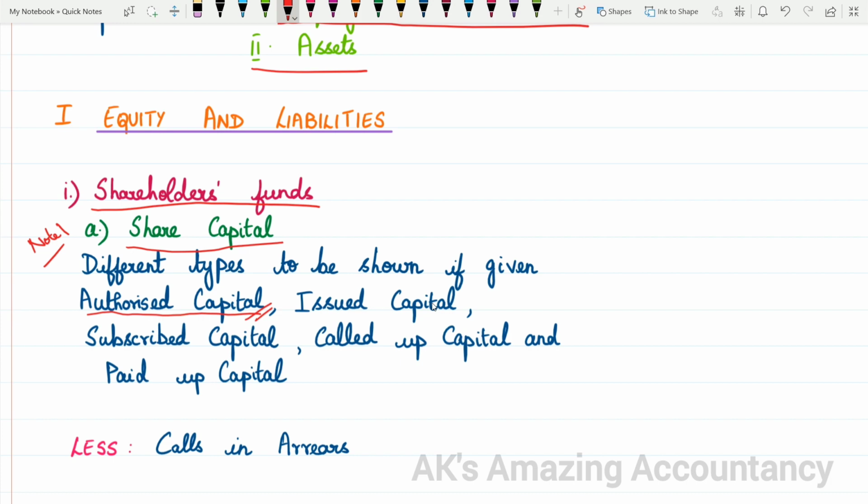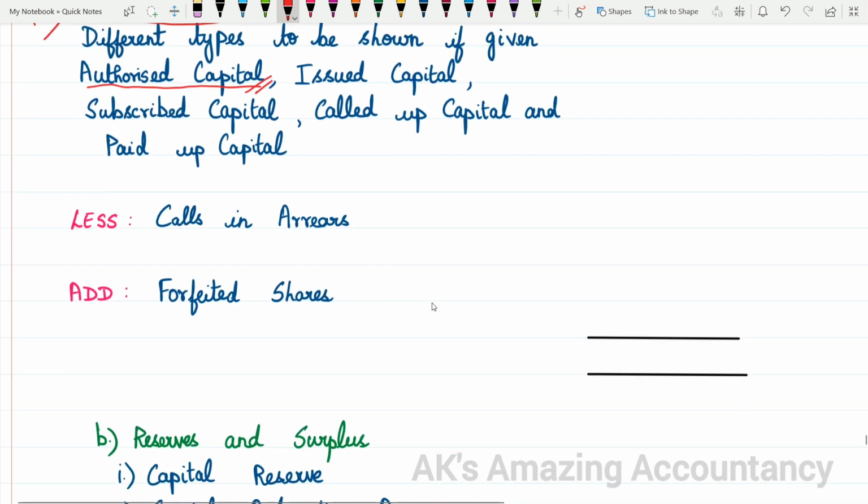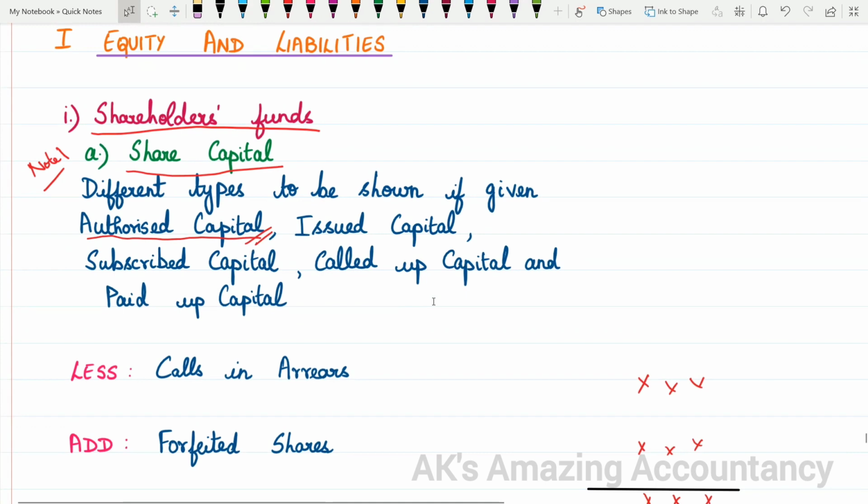So usually you will be given the paid up capital in the problem, and when it is given, you will be mentioning it. So whatever type of capital is available, that will be entered in the problem. Okay. And in case if you have any calls in arrears, that will have to be deducted. And if you have any forfeited shares, that will have to be added. So after deducting calls in arrears and after adding forfeited shares, whatever you get, that will be the final amount which you will be showing in the balance sheet as share capital.